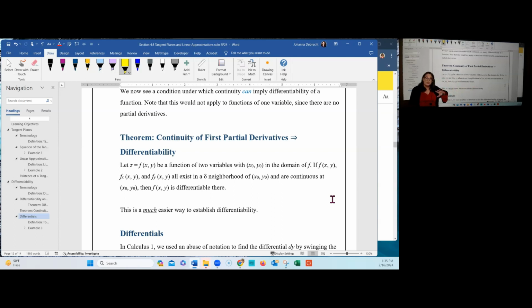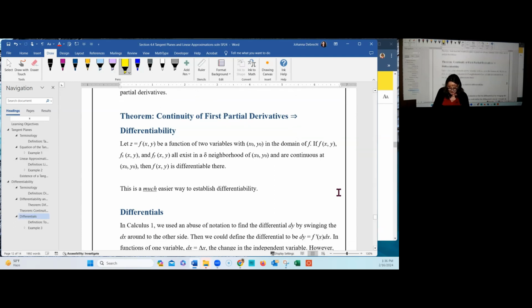So if the first partial derivatives with respect to x and with respect to y are continuous at that point, and the function exists at the point, then we know that it's differentiable there. This is a much easier way to establish differentiability than computing the error term and finding that limit.